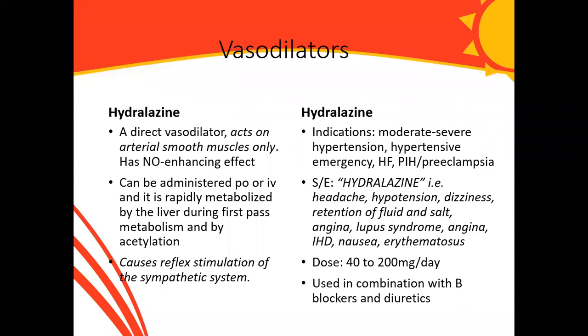So in case of heart failure, pregnancy-induced hypertension, and preeclampsia, a lot of times for continuous BP control, you usually combine them with beta blockers and diuretics.